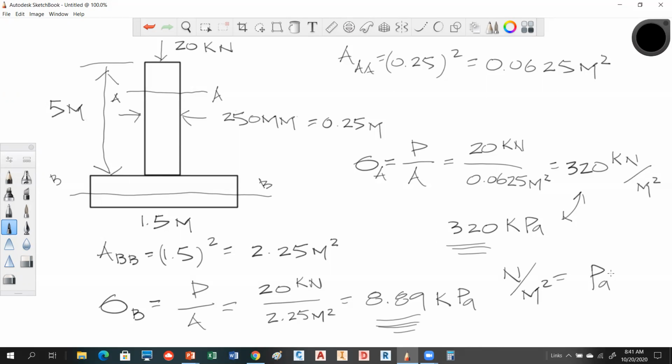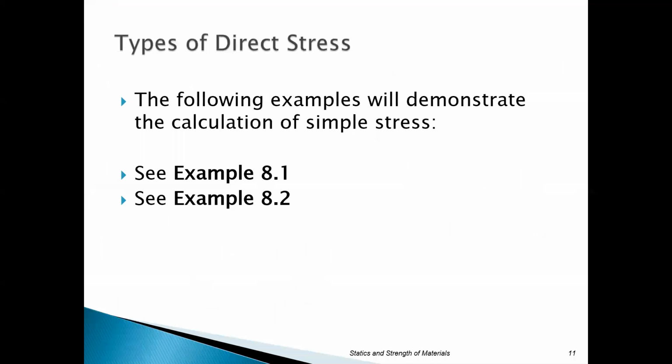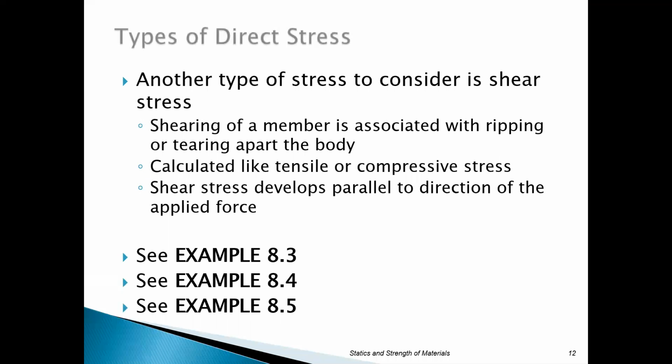All right, so let's go back and we'll take a look at some shear stress. Now shear gets a little bit more involved, but it's not that much different. So that other type of stress we want to consider is shear stress. When you think about shearing, it's the ripping apart kind of concept that's trying to happen. So shear is trying to rip apart that body. It's trying to rip it like a bolt. It's trying to shear that bolt apart.